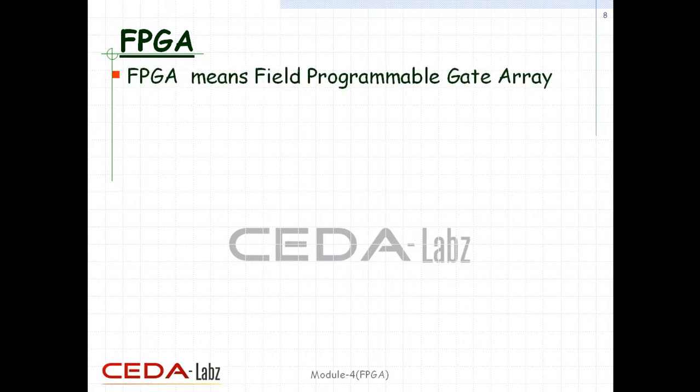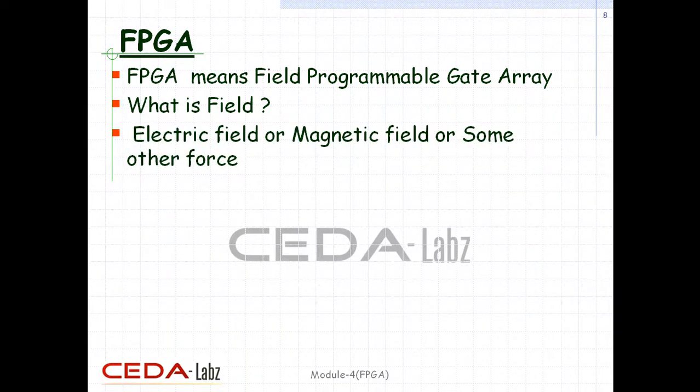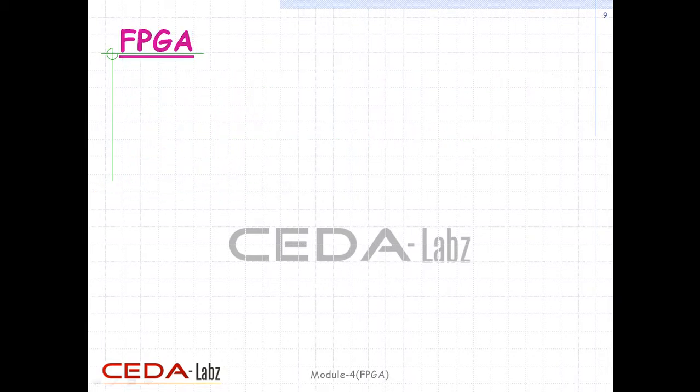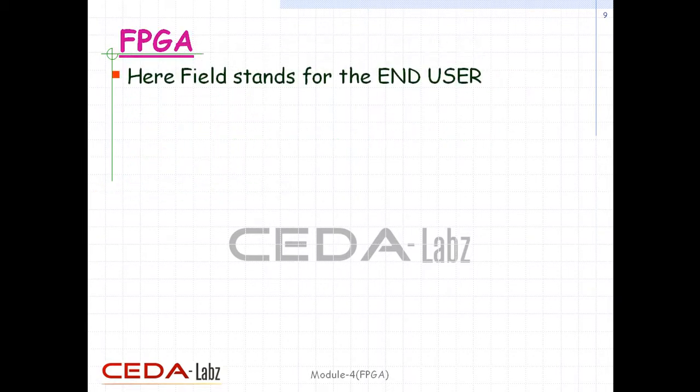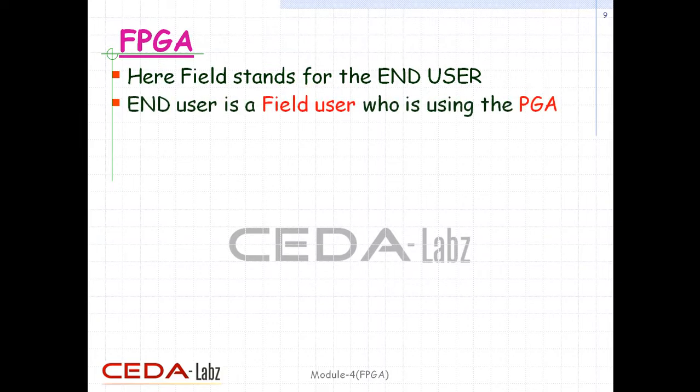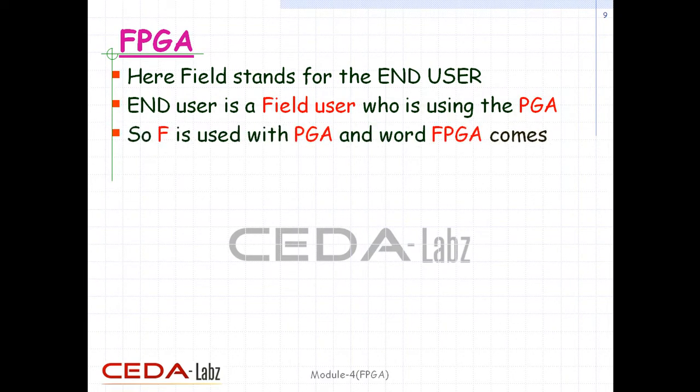Now coming to FPGA, the first question that arises in mind is, what is FPGA? FPGA is field programmable gate array. The second question that arises in mind is, what is field? Why F? Most people think that here field means something related to an electric field or magnetic field. Is it so? Guess what? In field programmable gate array, field means the field user or end user who is using this programmable gate array for implementing the desired logic. So, F is used with PGA, and this is how FPGA comes into the picture.